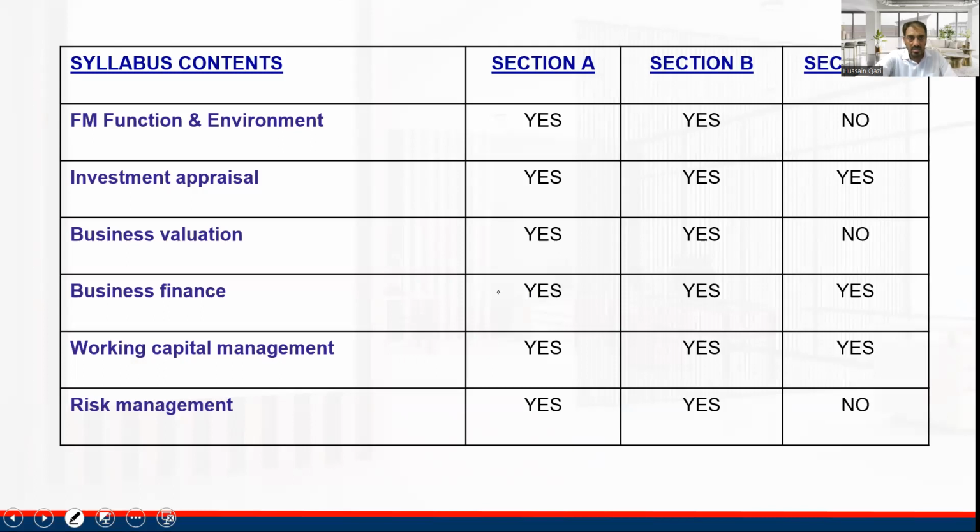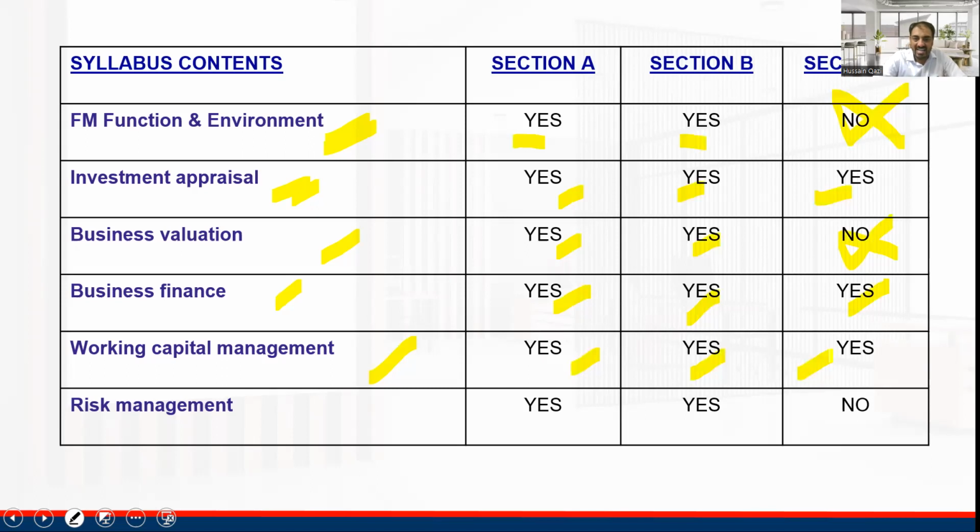So we can conclude the exam structure here. Financial management function, section A. Examined with section A, section B, not with section C. Investment appraisal, the examiner can examine anywhere. Business valuation, section A, section B, not section C. Business finance, section A, section B, or section C, anywhere. Working capital management, anywhere, A, B, C. Risk management, either section A or section B.